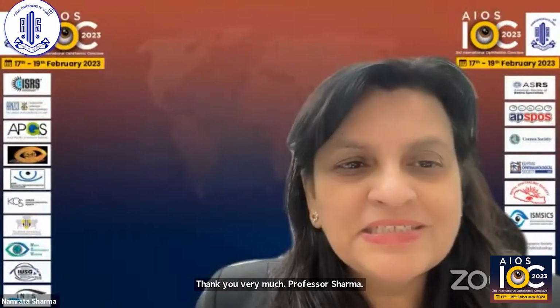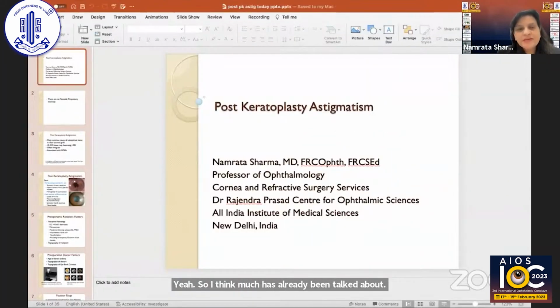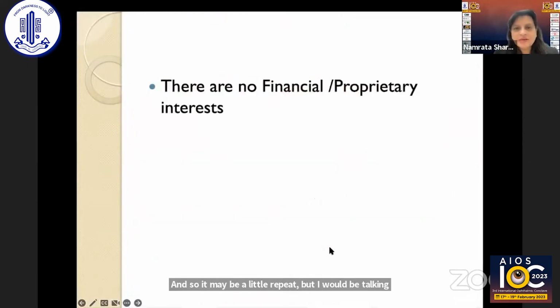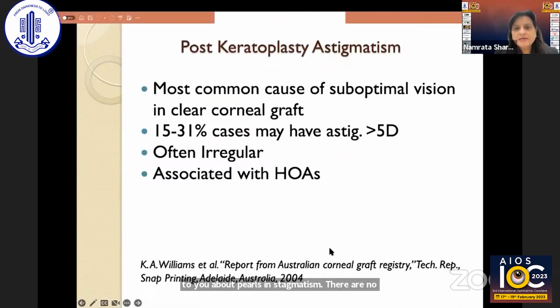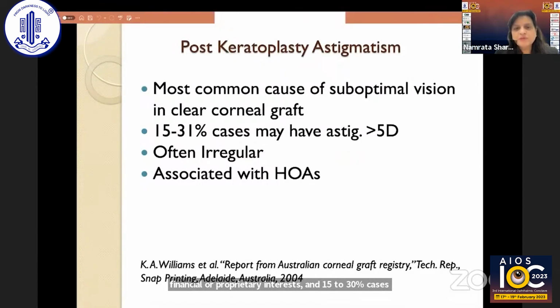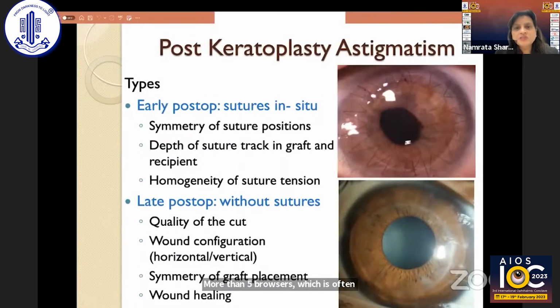So I think much has already been talked about keratoplasty and post-keratoplasty astigmatism, so it may be a little repeat, but I would be talking to you about pearls in keratoplasty astigmatism. There are no financial or proprietary interests. 15 to 30% of keratoplasty cases may have astigmatism of more than 5 diopters, which is often irregular and is associated with higher order aberrations.